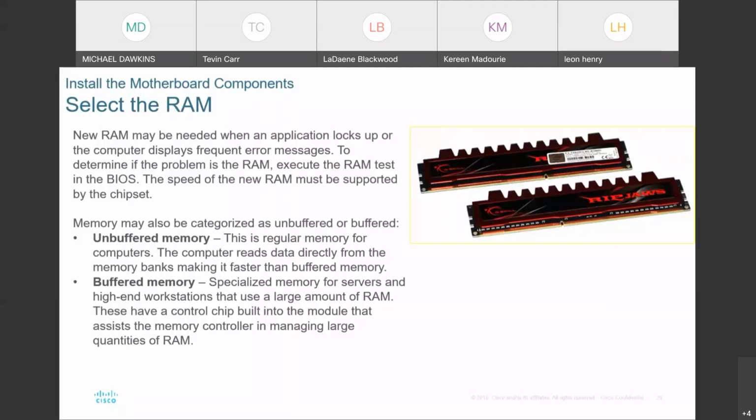All right, and this kind of memory, as it says, has a built-in module that assists the memory controller in managing large quantities of RAM, because the server will be requiring a whole lot of memory space. All right, because probably 50 people are requesting data from that server. And so it needs to have that buffer. You understand? Where you can collect all this information and then push it out. All right?